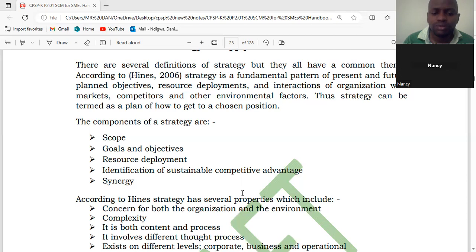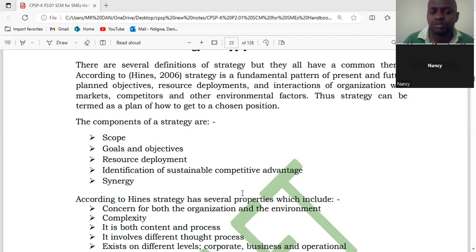These are the items, materials, or infrastructure that is needed to drive your strategy to the next level. Then the other component is identification of sustainable competitive advantage. So you need to get some advantage or a plan that is going to work for you effectively. That plan is going to be your strategic plan that will help you to be competitive in the industry, because different organizations have their own strategy of doing things, and for you to succeed, you also need to come up with your own.